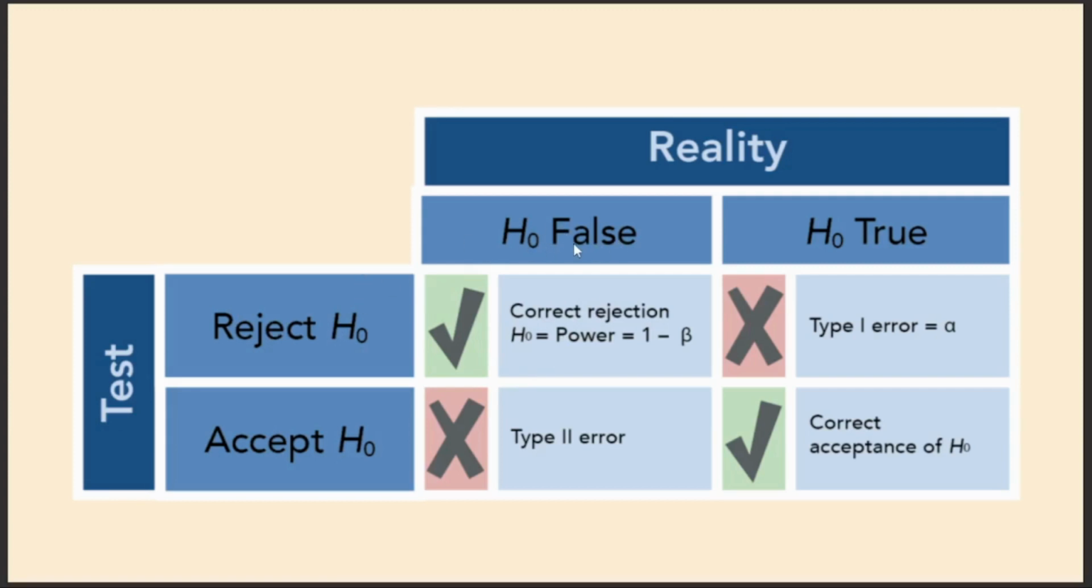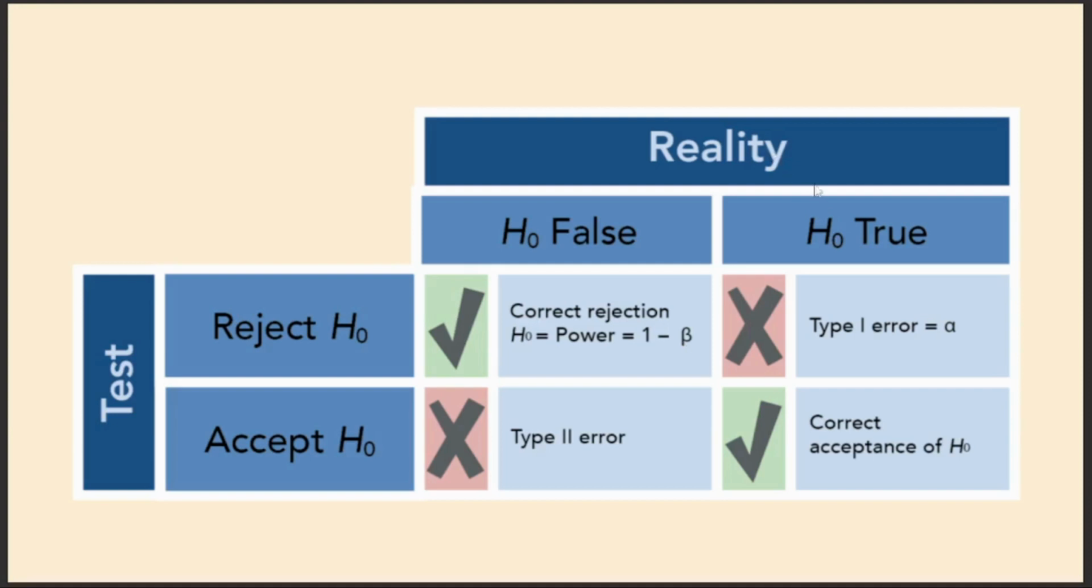The reality is that the null hypothesis is false. And according to the result, we reject it. So this is a correct rejection. Here, the power will be 1 minus beta. Okay, beta is nothing but the type 2 error. So this power is nothing but the statistical power. So the formula for statistical power is 1 minus beta. Beta is nothing but the type 2 error. Type 2 error is caused by accepting the null hypothesis when it is false in reality.